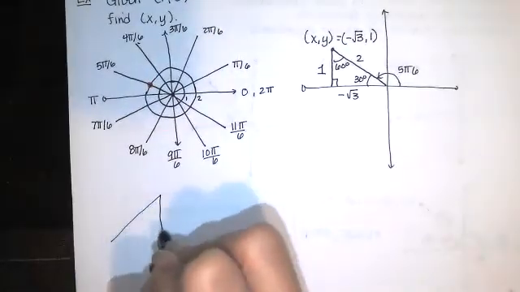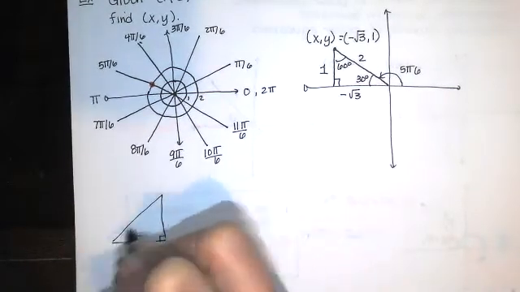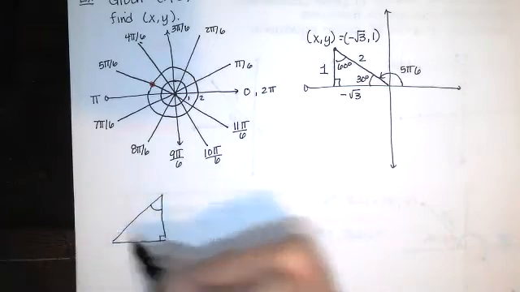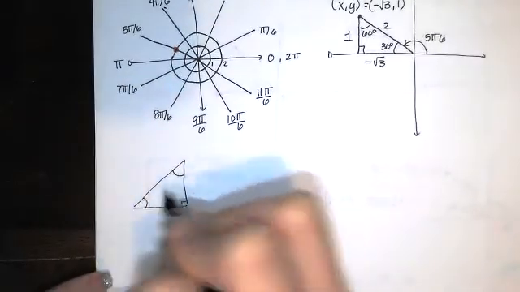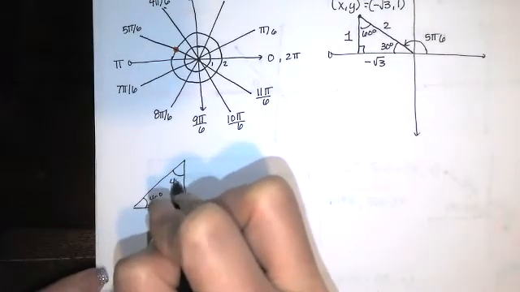So there are two triangles that you should know from your trig class. You should know the 30, 60, 90 triangle, and you should know the 45, 45, 90.